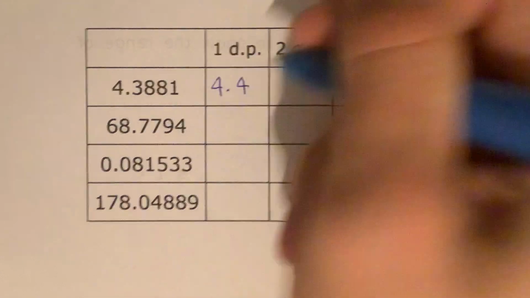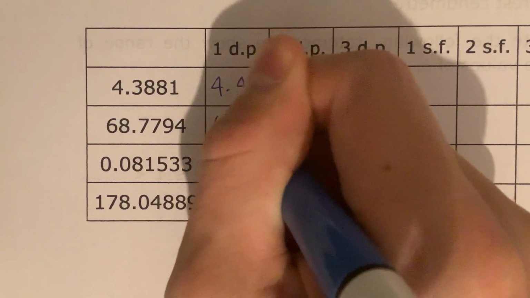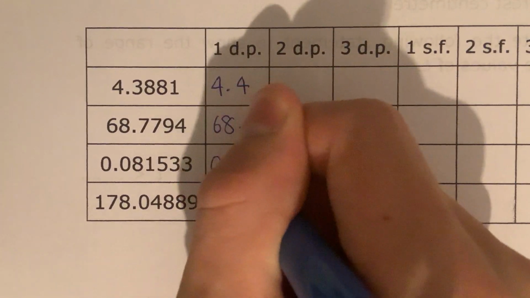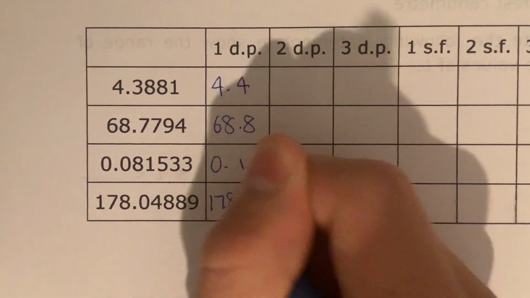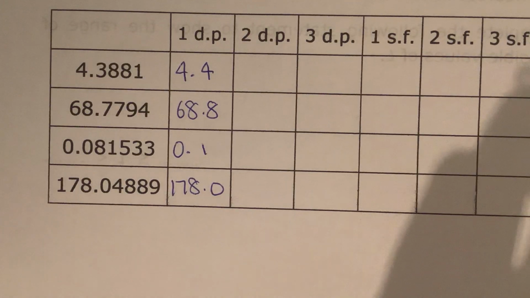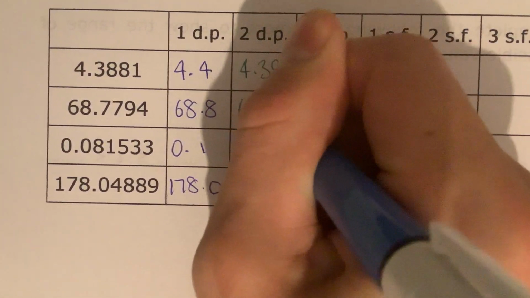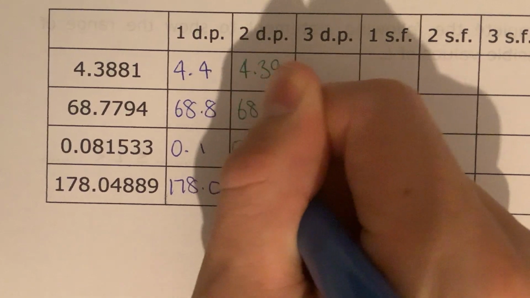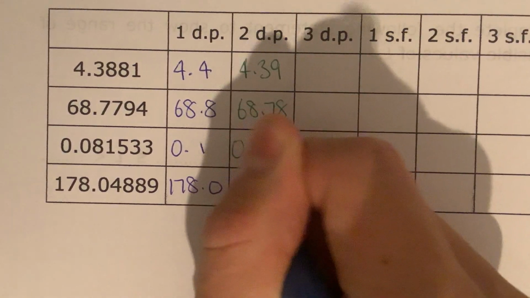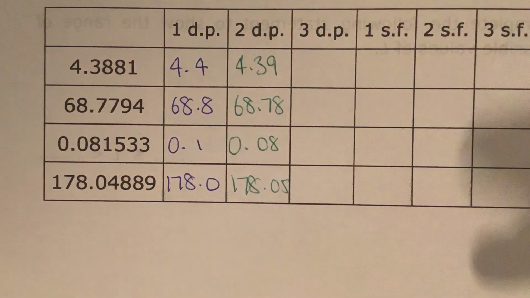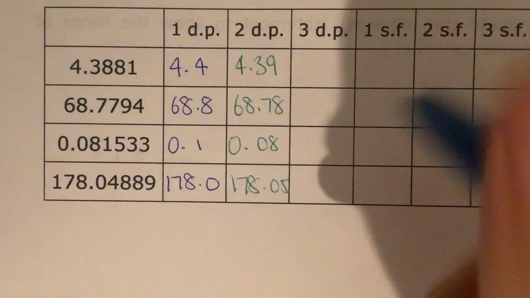Okay, let's look at the next one. So, okay, I want to do 1 decimal place first. So 4.4, 68.8, 0.1, 178.0. 2 decimal places. 4.39, 68.78, 0.08, 178.05.